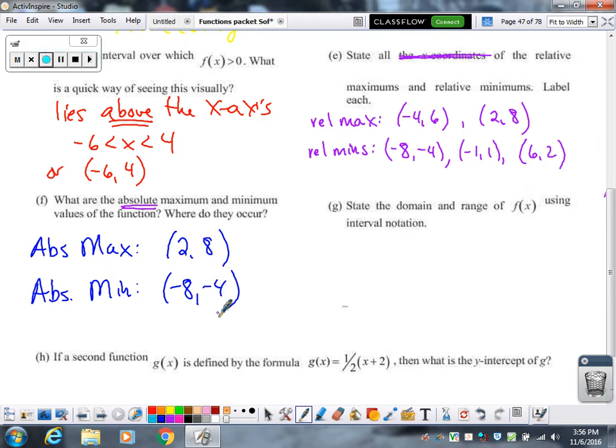We want to make sure we get in the habit of writing these answers as points, not as just specific either x values or y values, unless the directions specifically ask for the x or the y. So for now, I want to make sure we are writing them as the particular coordinates.